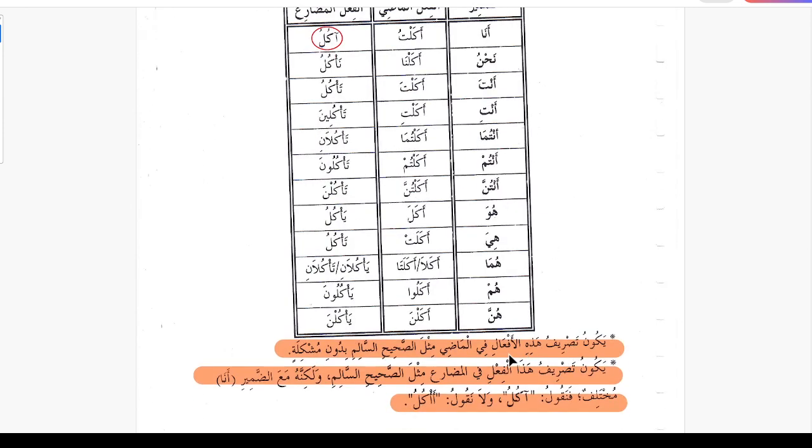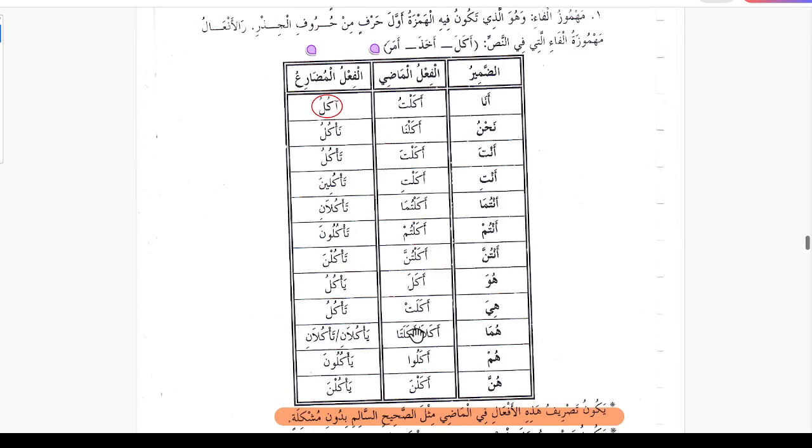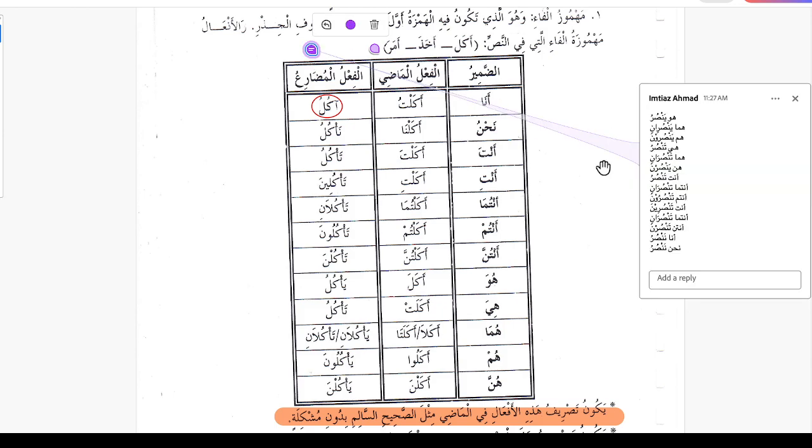The conjugation of this verb in the past tense is like the sahih salim, without any problem. So the conjugation of these verbs in the past tense is the same as the Sahih Salim without any problem. We have seen that we can conjugate it perfectly as the Salim verb. So now let's see what happens in the present tense.